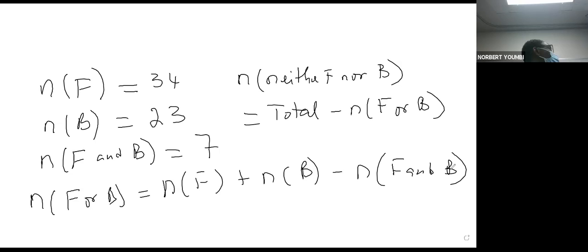Imagine that all those who play football also play basketball. What are we going to say? 20 students play football, 20 students play basketball, right? How many do not play any sport? Will we say total minus 40? Think about it that way.